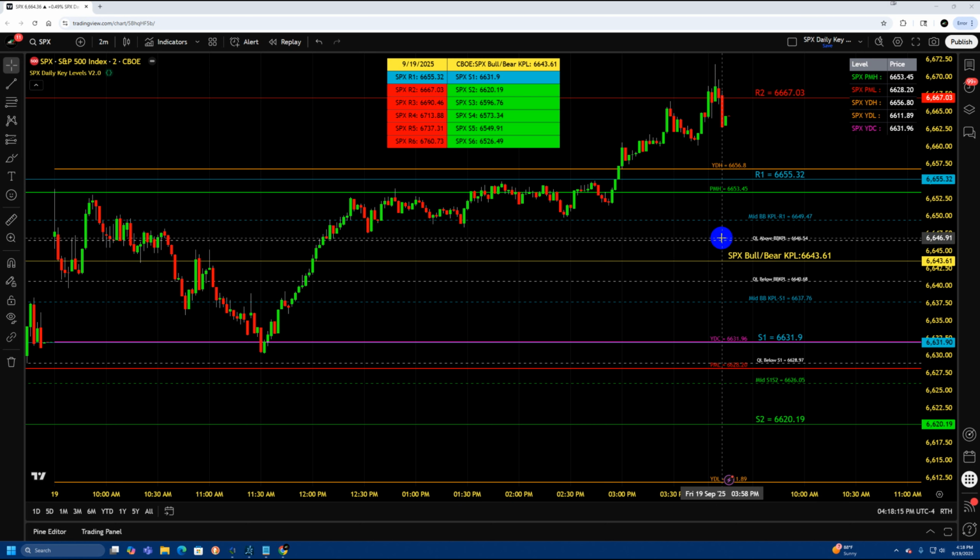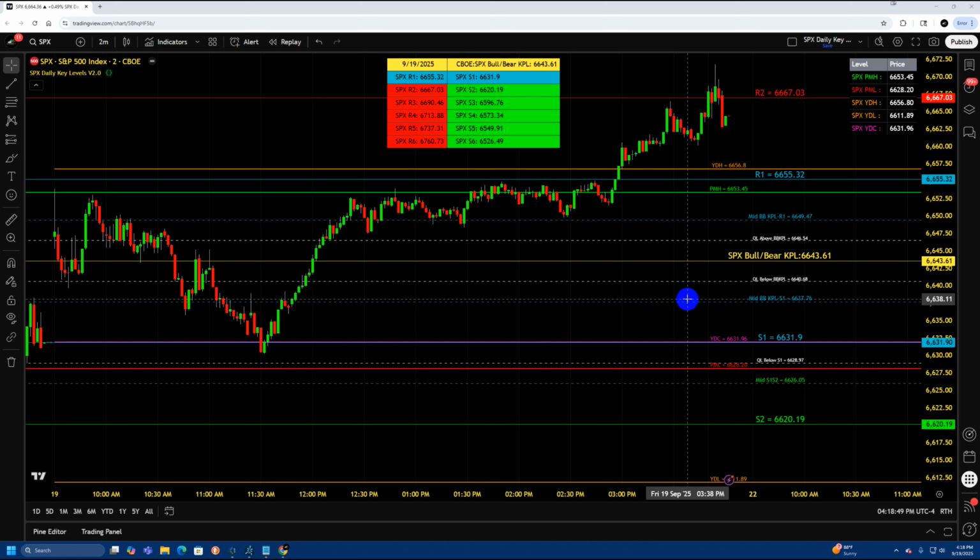In this case, today we have the midpoint level above the bull bear KPL and below the bull bear KPL, as well as the quarter level above the BBKPL and the quarter level below the BBKPL. And we also have this quarter level below the S1 level and this midpoint level below the S1 level turned on as well, which we'll get to in a minute.